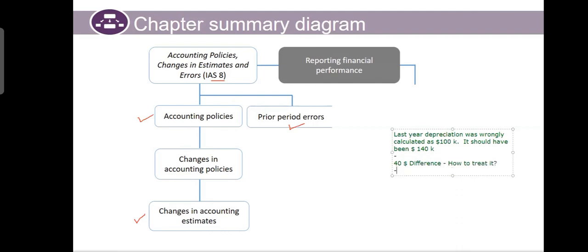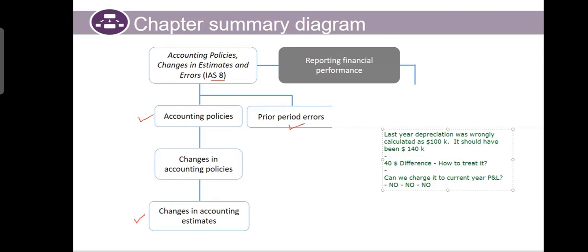Can we charge it to current year P&L, because we have to show this expense? We did not put it in last year, so can we put it in this year? And the answer is a very big no. And I will say it again, no, so that you never make this mistake. Always remember, any type of error, whether it is regarding depreciation or any other thing, which belongs to last year, you should never be charging it to this year.